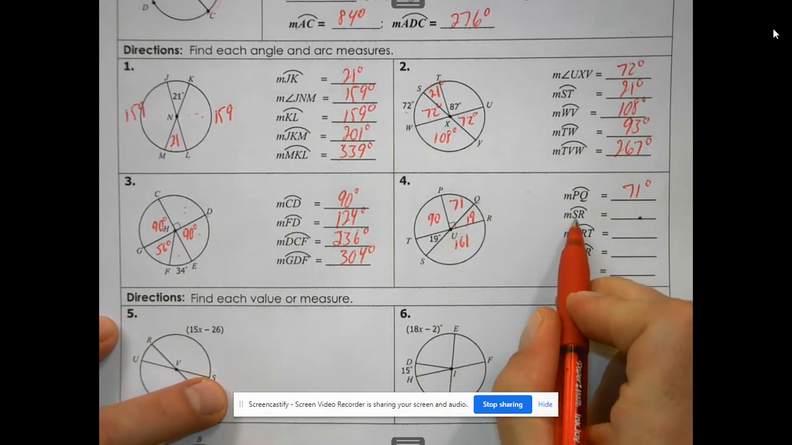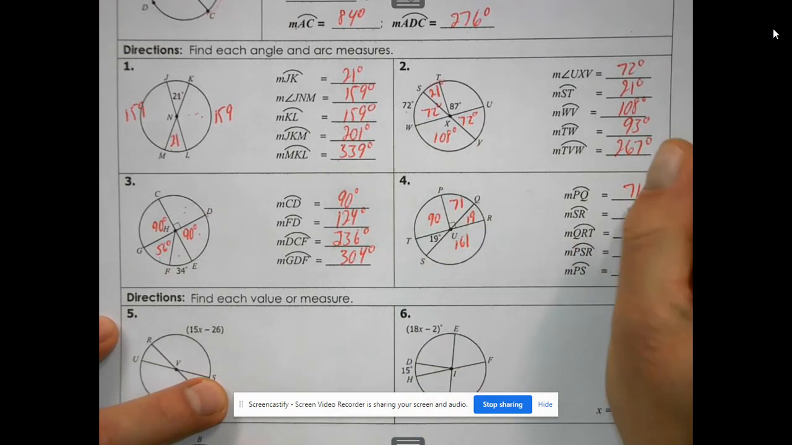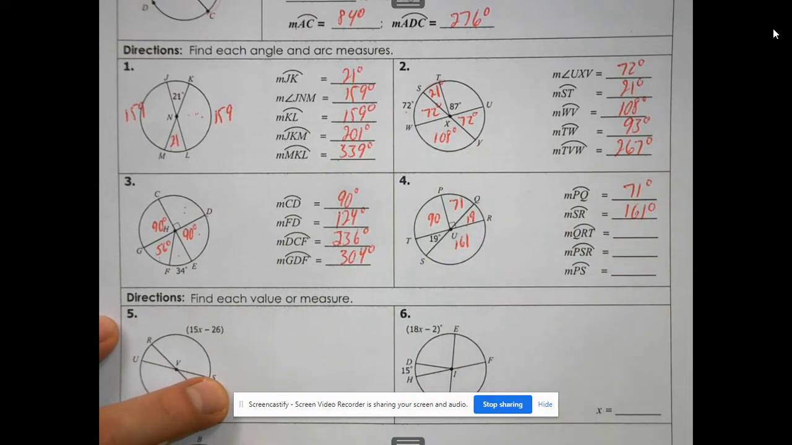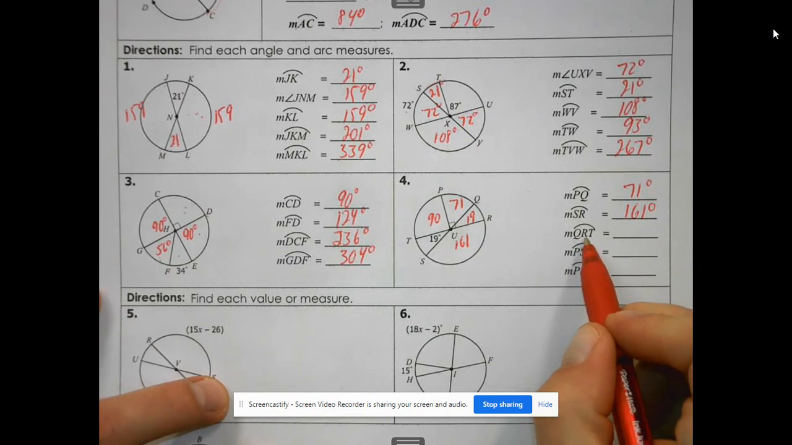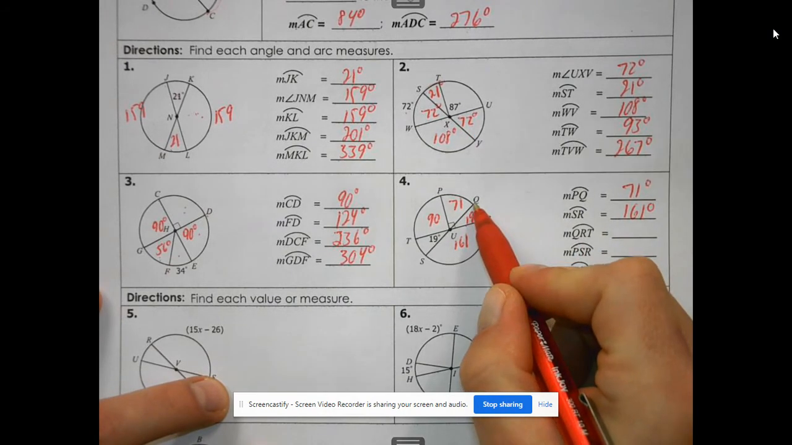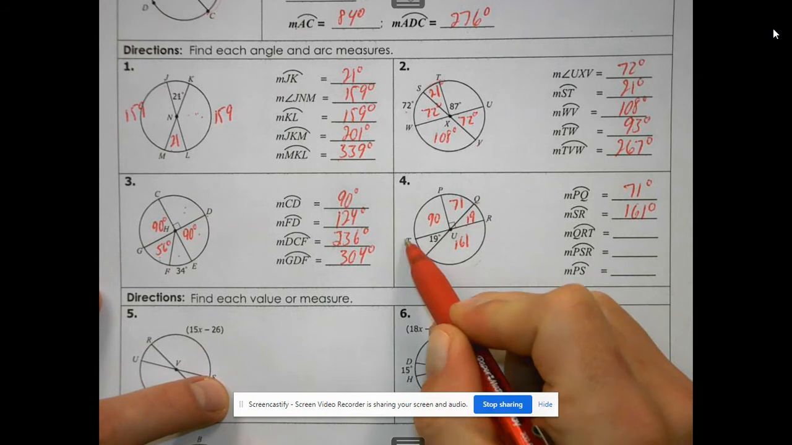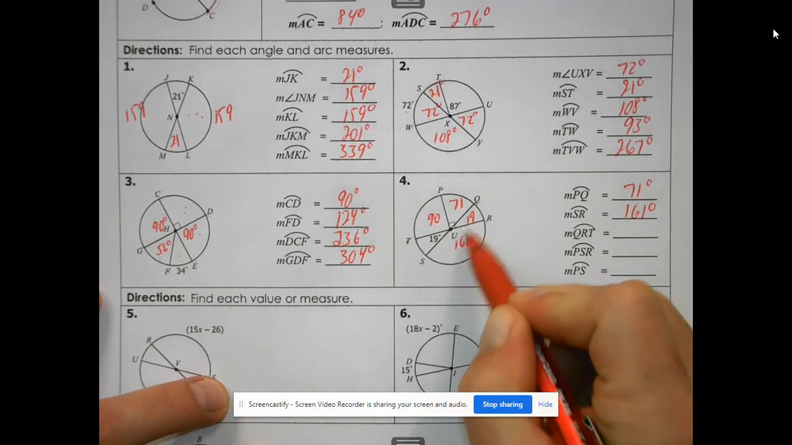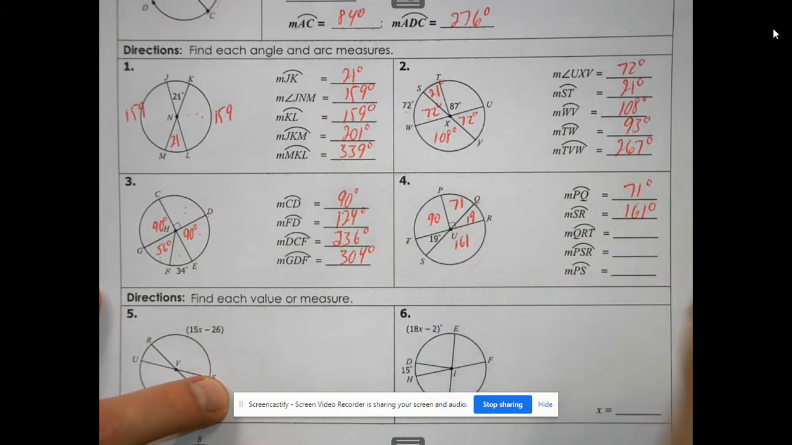Measure of arc S to R, 161. Measure of arc Q, R to T. Q to R, all the way over to T. So these three right here, basically. That adds up to 199.